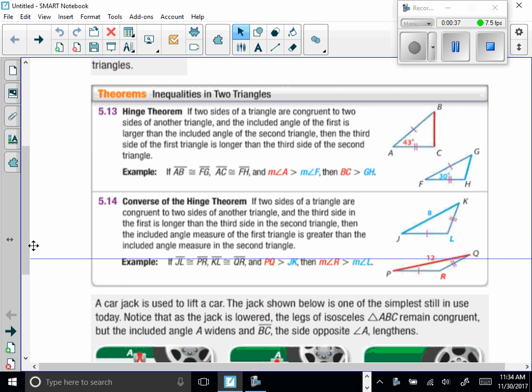So we have inequalities in two triangles. This time we're actually comparing two separate triangles. Recently we've just been talking about one triangle. This one we're doing two.